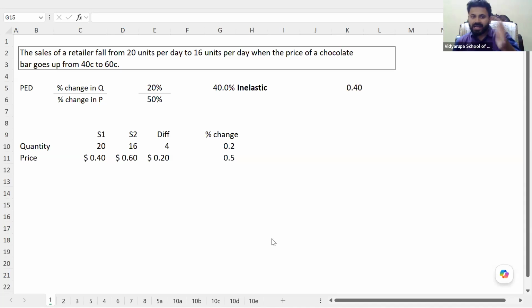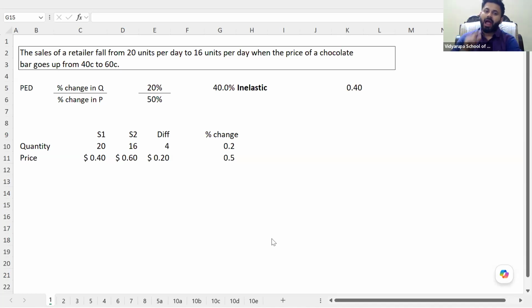Mathematically, that's what it basically means when you are looking at a ratio of 1. So if it is inelastic, like in this case, 40%, what it means is when the price, the denominator, changes, the change in demand will be at a lower percentage. Demand will change, but at a lower percentage. That's all that it means. It doesn't mean that it will not change at all. It will change, but at a lower percentage.